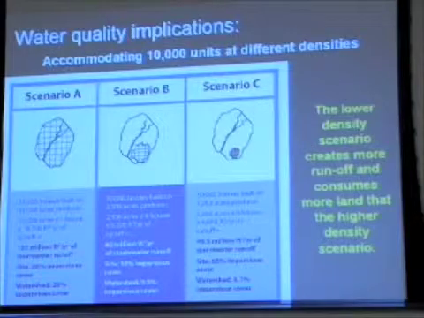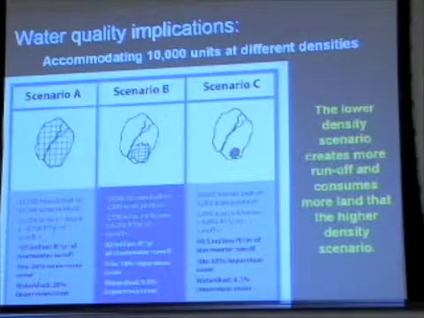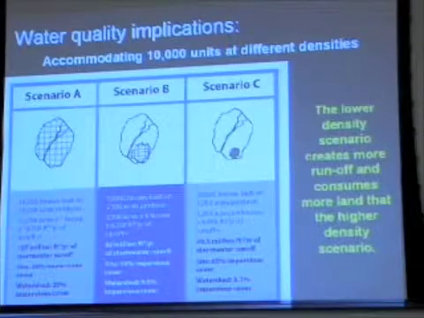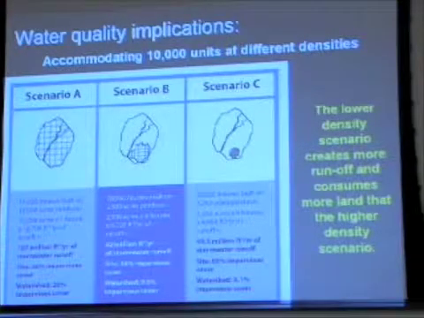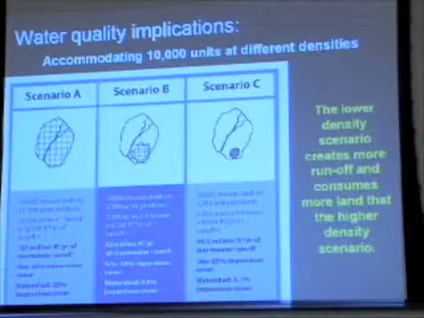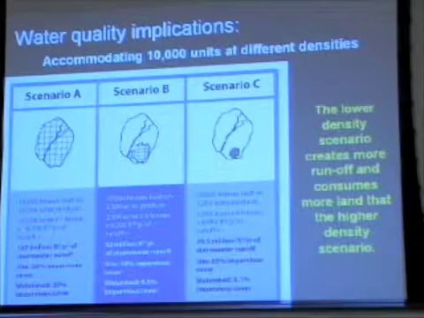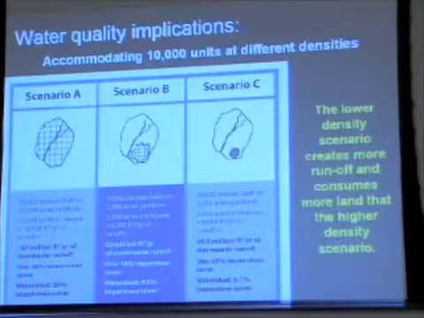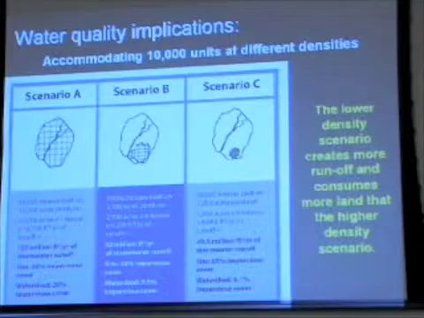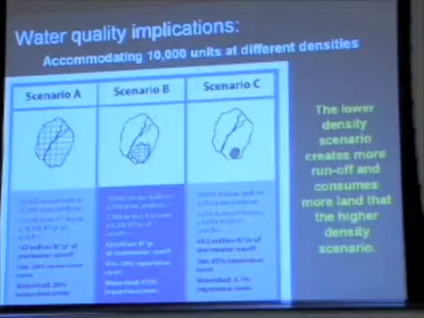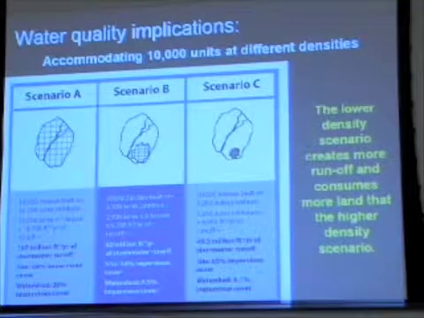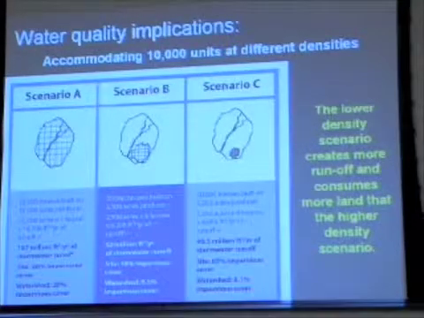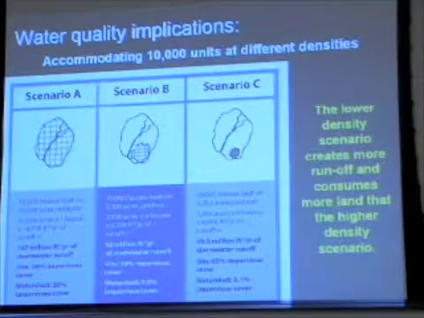At a site level, per house, there was actually a little bit more impervious surface because there was a slightly higher intensity development. But at the watershed scale, there was a reduction in impervious cover and a reduction in stormwater runoff. And then in scenario C, that's the highest density scenario, you see that the implications are much better for the watershed. The development footprint is really shrunk down. So the lower density scenario created more runoff, consumed more land, and that healthy natural infrastructure that we need in the watershed than the higher density scenario.